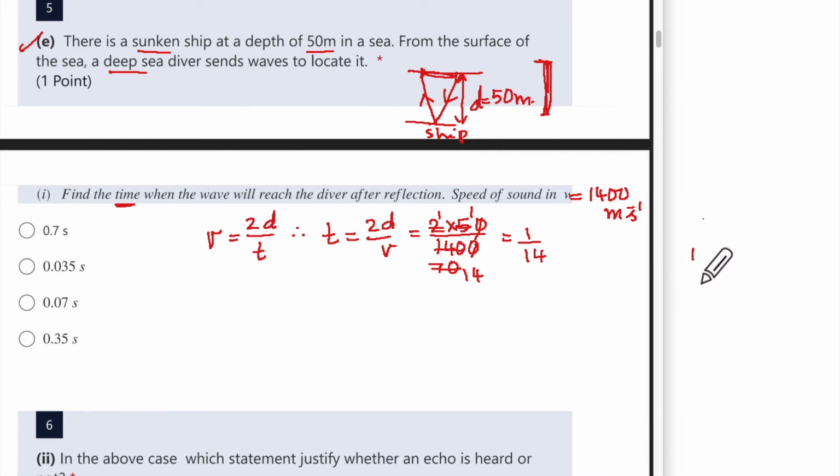Now 1 upon 14, let us divide this. We will take this 0 and we will put a decimal point here, and that will give us this. 14 sevens are 98, remain 2, 14 ones are 14. So we are having this as the option.